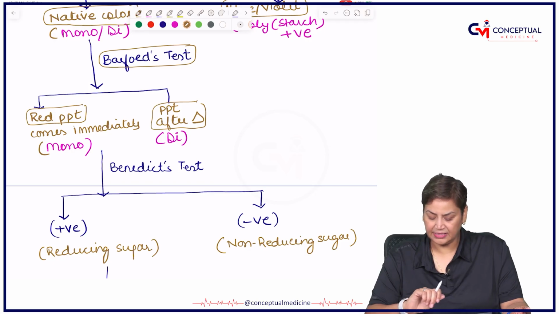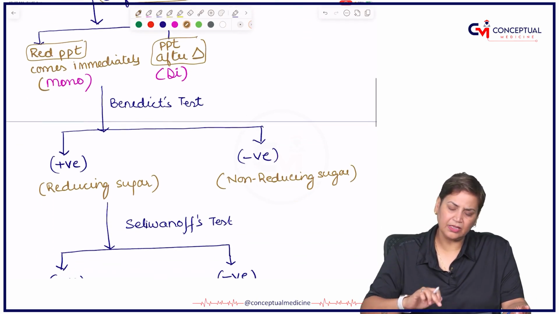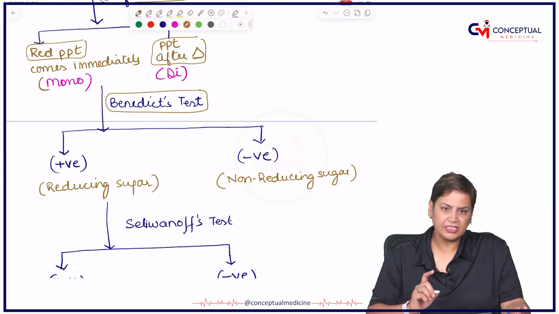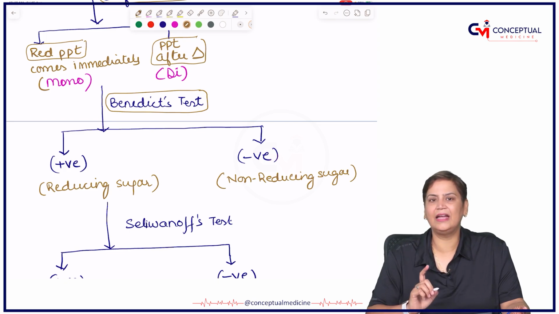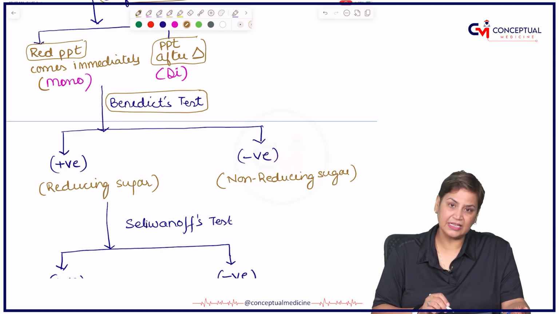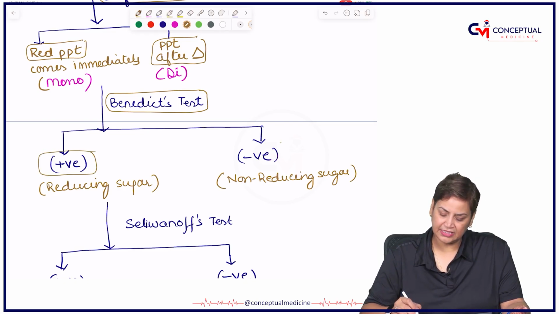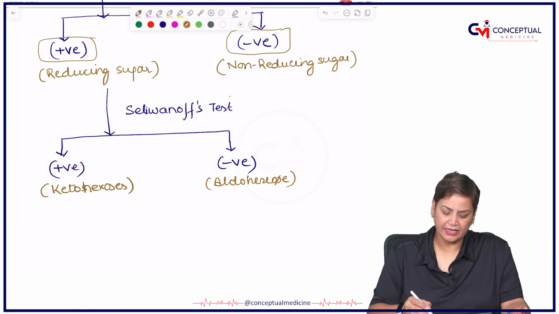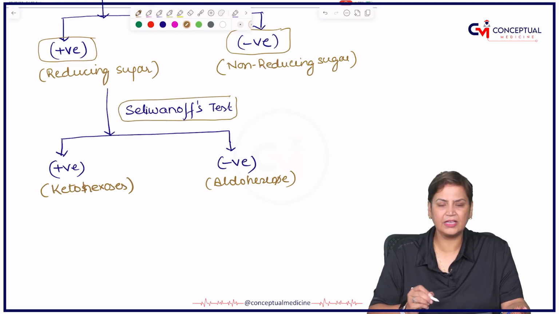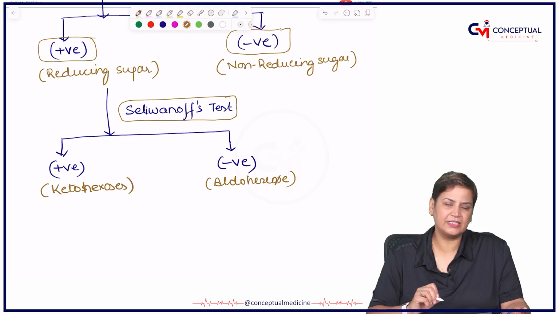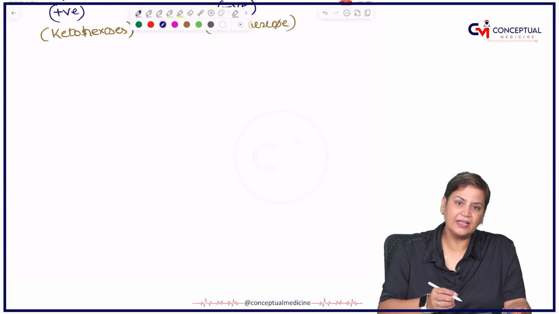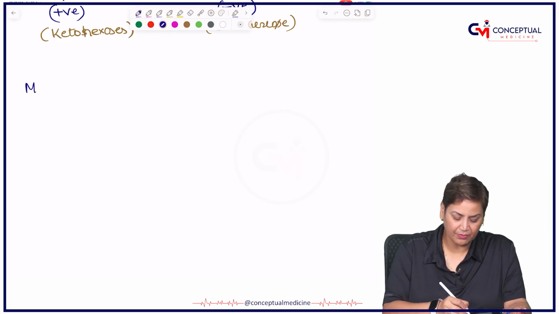Then comes the most important test, which is Benedict's test, which distinguishes between a reducing sugar and a non-reducing sugar. If this test is positive, the sample is a reducing sugar. But if this test is negative, the sample is a non-reducing sugar. And then we have to differentiate whether it is an aldose or a ketose. For that, Seliwanoff's test is there.